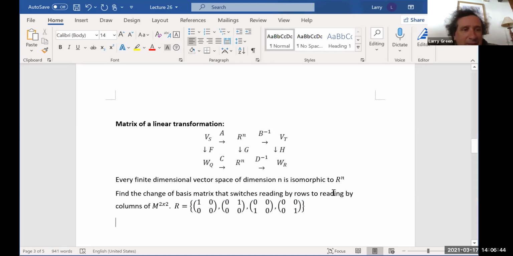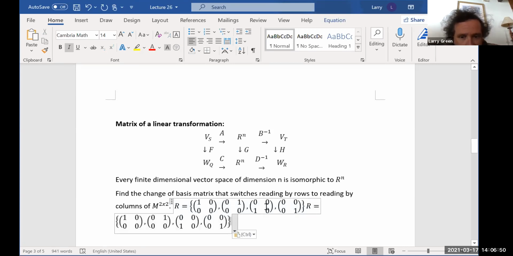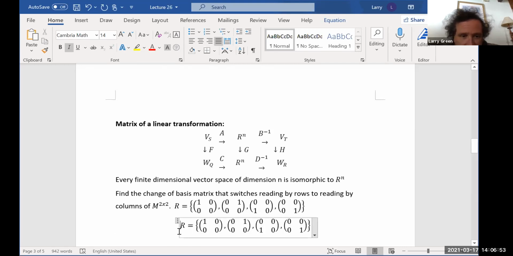And then we're going to have another basis, which I'm going to call C for columns. And that's going to be 1, 0, 0, 0, sorry, 0, 0, 1, 0, and then 0, 1, 0, 0, and then 0, 0, 0, 1. Any questions about these two bases for 2 by 2 matrices?